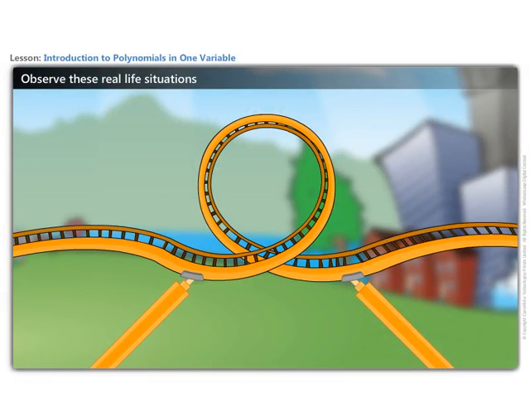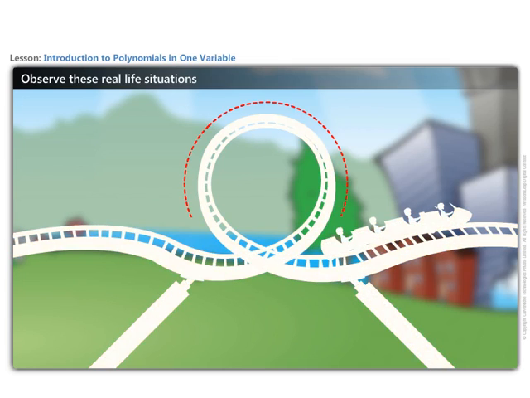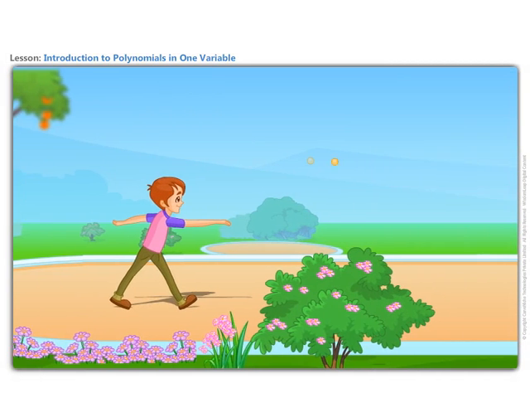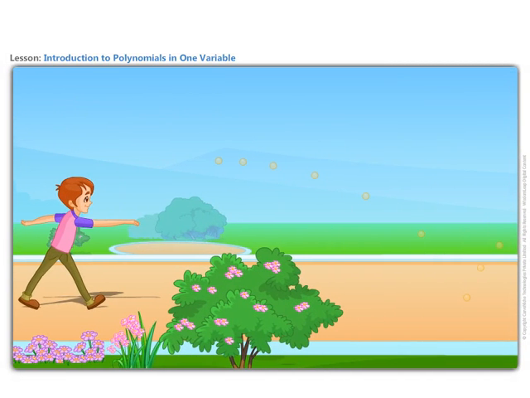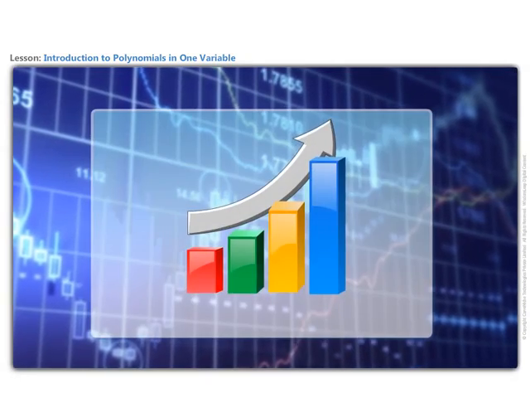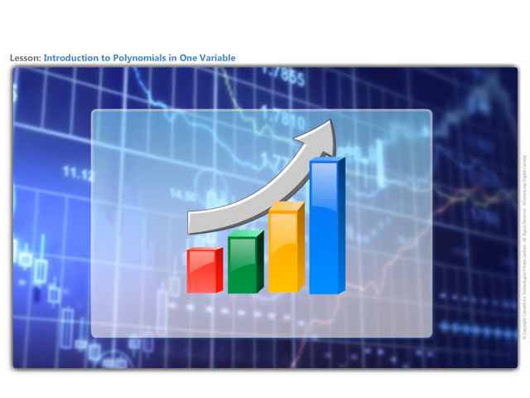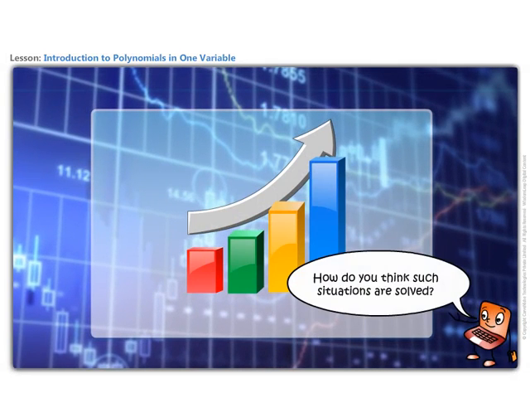We all have enjoyed an exhilarating ride on a roller coaster. Do you know how the curves of a roller coaster are designed? In physics, the horizontal motion of an object that is in the path of trajectory with respect to the gravitational force can be predefined. A stock market analyst predicts about the stocks in the market. How do you think such situations are solved?